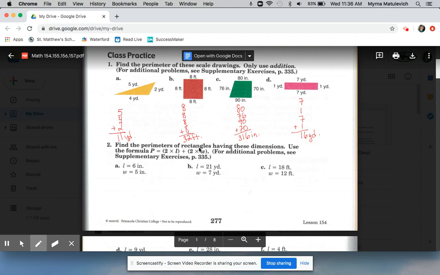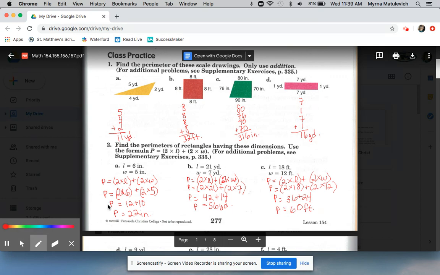Find the perimeters of rectangles having these dimensions. Use the formula P equals 2 times L plus 2 times W. So these are the answers you should have gotten. Notice I followed the steps. I started with the formula, and then I replaced the letters, the variables, with the length of the side, the length, and then the length of the width. Then I added those together, and then I always put my linear units with my answer.